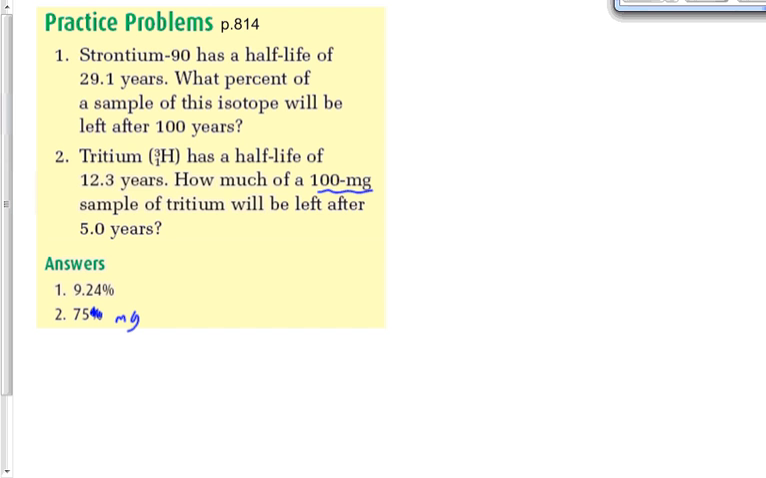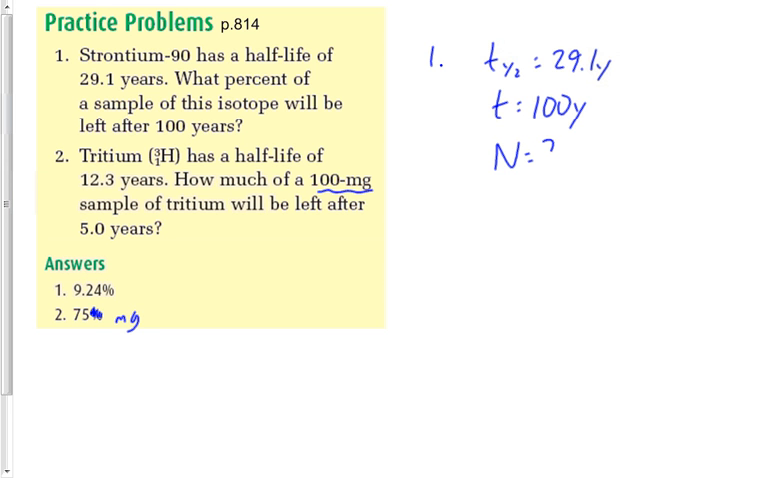Number 1. I'd love to go over number 1 with you guys. It says strontium-90 has a half-life of 29.1 years. What percent remains after 100 years? So for number 1, the half-life, T1/2, or Lucas is calling it TX or TY or whatever he wants to call it. It's the half-life. Whatever you want to write the symbol as doesn't really matter. 29.1 years. The total time that's elapsed is 100 years. We want to find out how much remains.